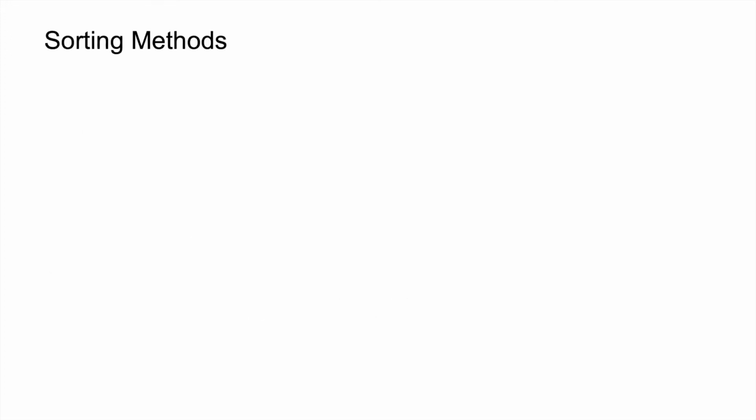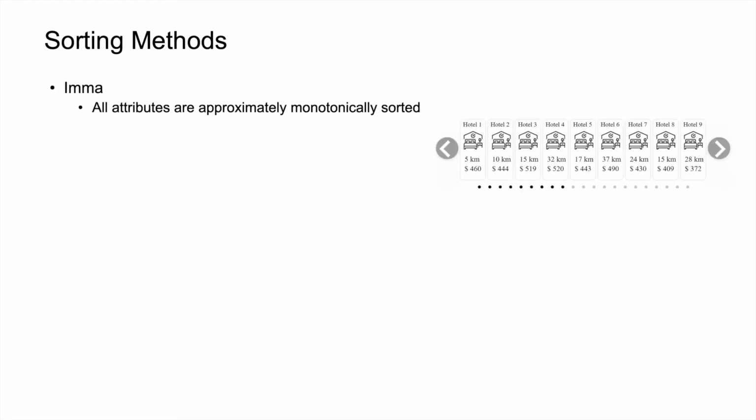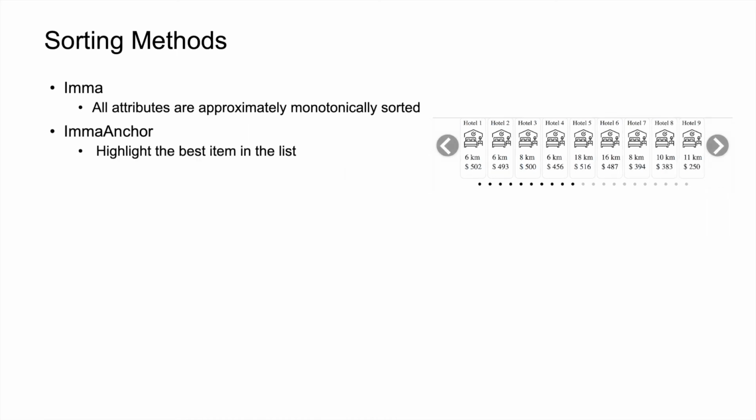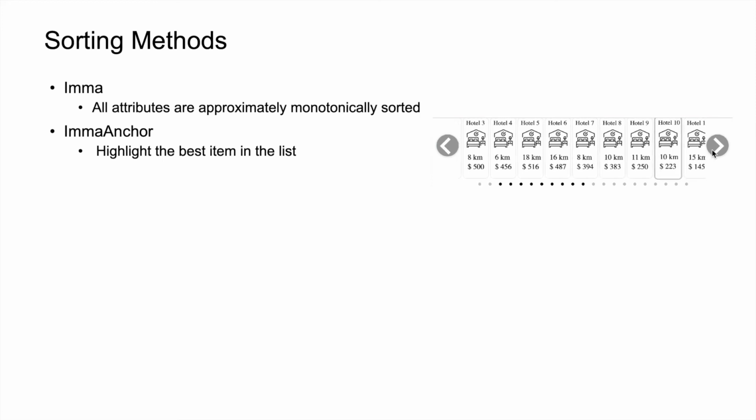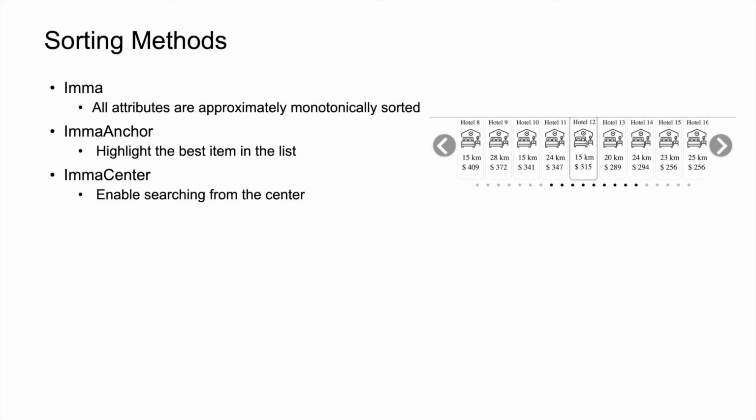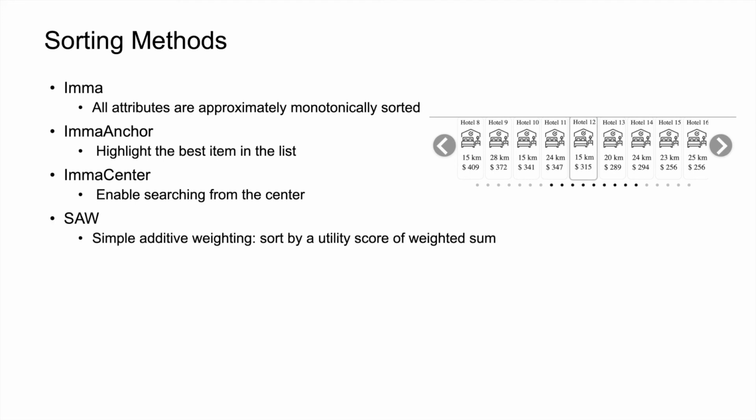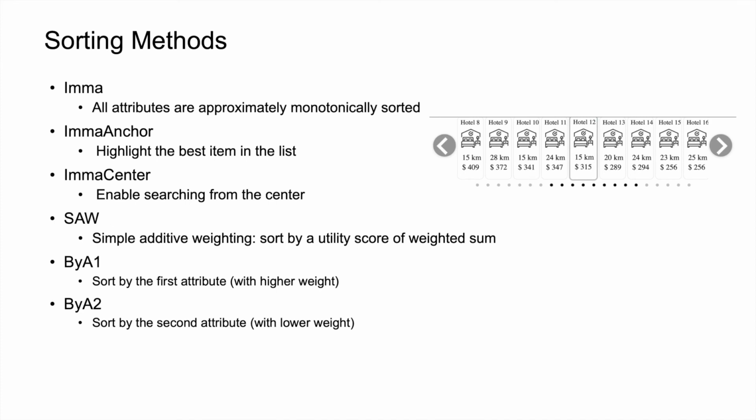We compared 3 Imma Sort variants with baseline sorting methods. The first Imma variant purely sorts items so that all attributes are approximately monotonic. The second one, called ImmaAnchor, highlights the best item in the list. Sometimes the anchor item may be ranked behind. The third one, ImmaCenter, directly puts the highlighted best item in the center of the list, so users can search from the center. The baseline sorting methods include simple additive weighting, sort by the first attribute that has a higher weight, and sort by the second attribute that has lower weight.